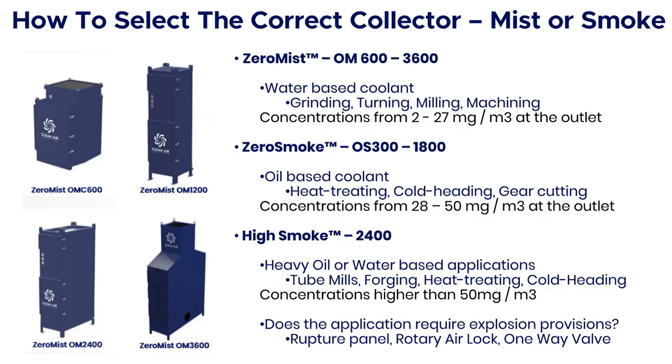Anything from 2 to 27 milligrams per cubic meter is pretty much going to be a zero mist unit. If it gets over 27 and up to around 50 milligrams, then I will probably use one of our oil-based, zero smoke units. And if it pegs out over 50 milligrams, then it's always going to be our high smoke unit, which is one of our workhorses out there. That's where your tube mills, forging, heat treating, cold heading, those are really higher concentration type applications.